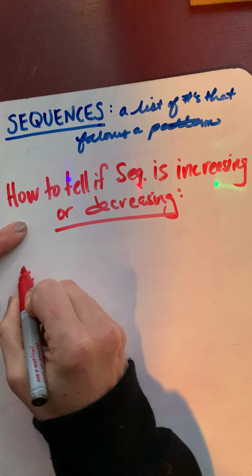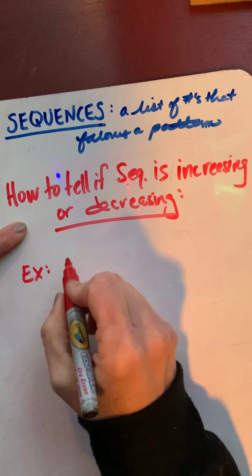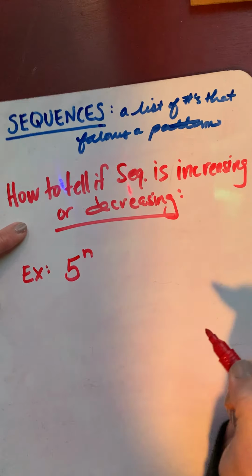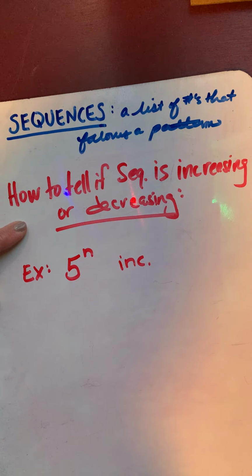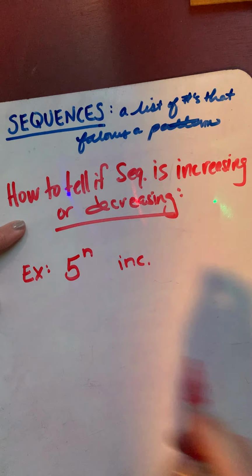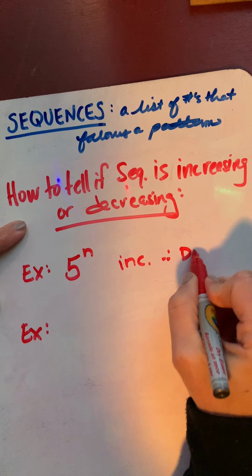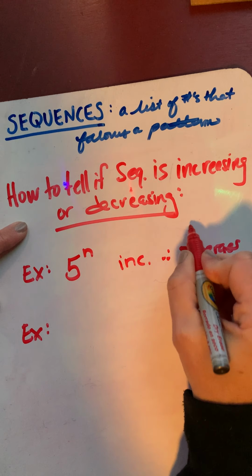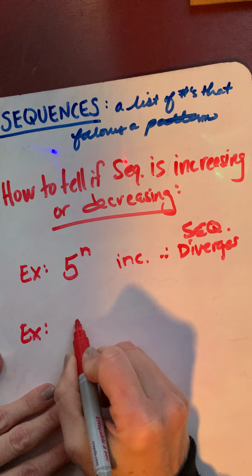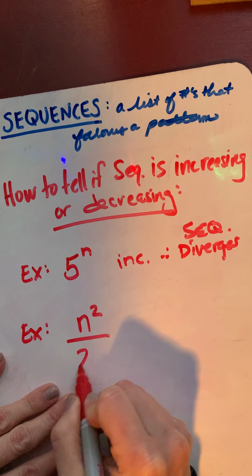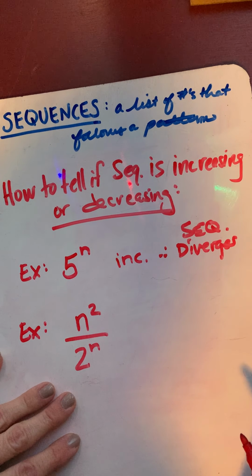So for example, if I had this series, I'm sorry, I keep saying series, I mean sequence. If I had the sequence like before, 5 to the n, obviously that's increasing. It's getting big really fast. So I don't have to do any real thinking about that. So therefore the sequence diverges. But what if I have something like n squared over 2 to the n? Does this converge or does it diverge?